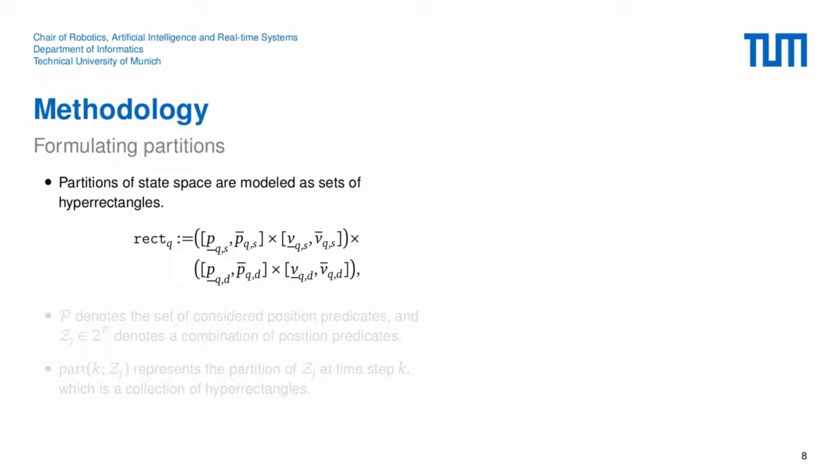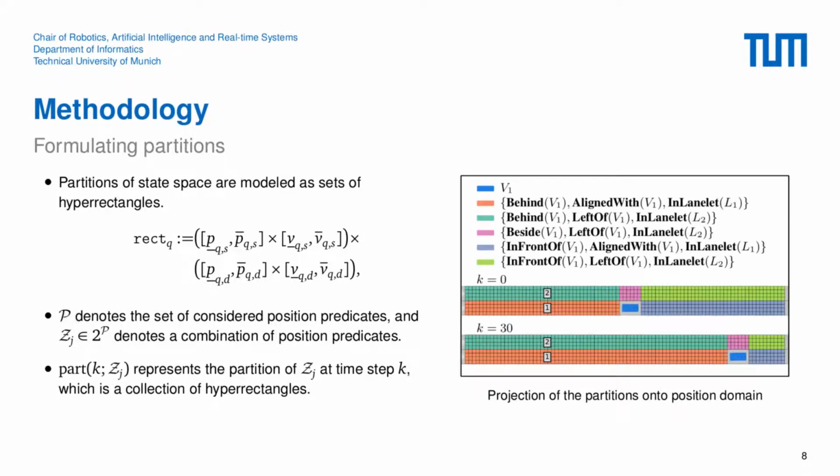Notably, such a choice is not mandatory. Any other representation that captures the partition suffices. Let P denote a set of considered position predicates, and Z_J a combination of position predicates, which is also an element of the power set of P. We define an operator part that accepts a time step and a set of position predicates to represent a partition, which is a collection of hyperrectangles for which predicates in Z evaluate to true.